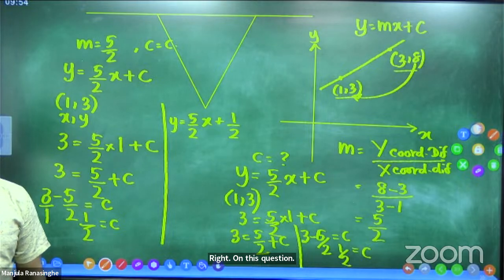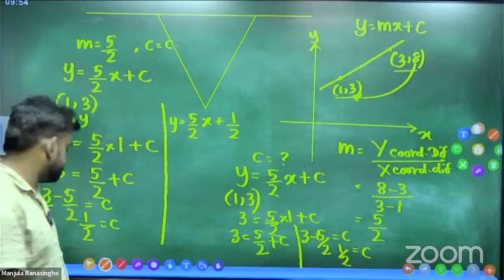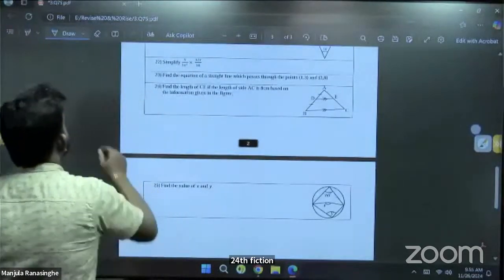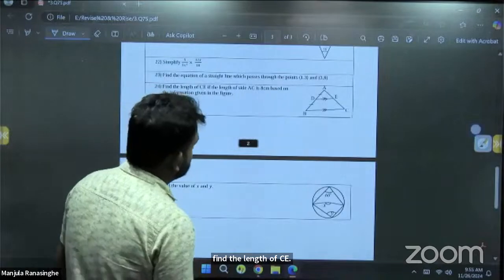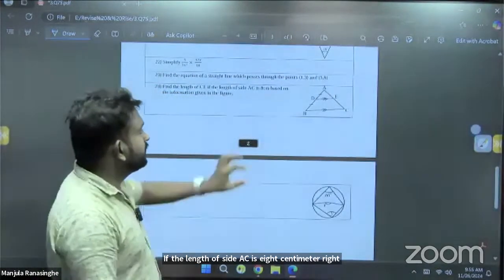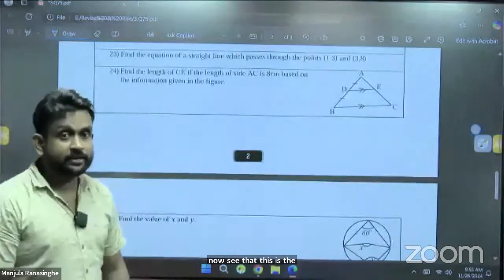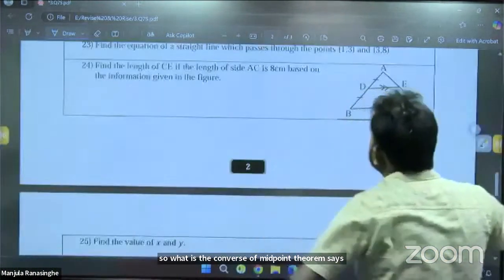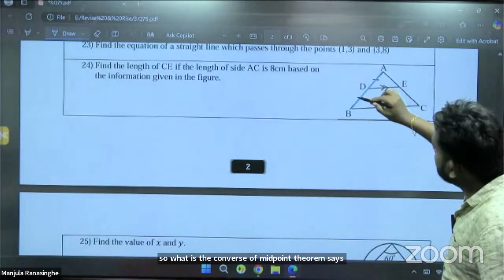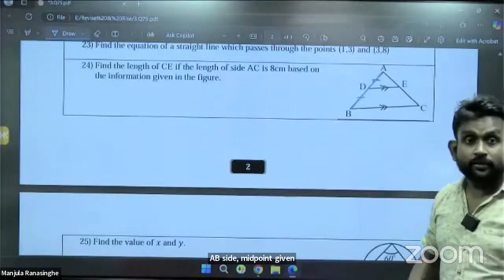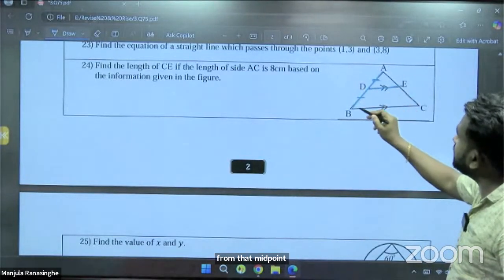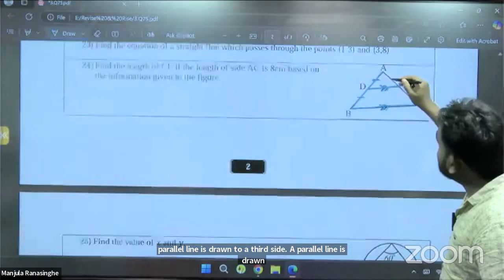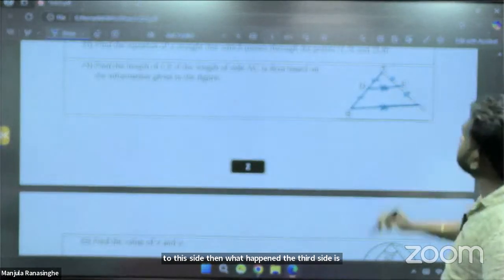Right now we are moving to the last question, the 24th question. Find the length of CE if the length of side AC is 8 centimeter. Now see, the converse of the midpoint theorem is to be applied. What does the converse of the midpoint theorem say? Here one side's midpoint is given, the midpoint of AB. From that midpoint, a parallel line is drawn to a third side. Then the third side is bisected. That is what the converse of the midpoint theorem says.